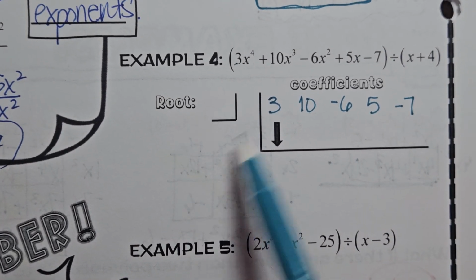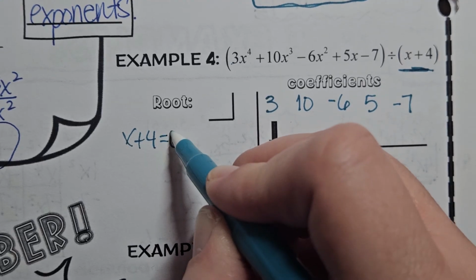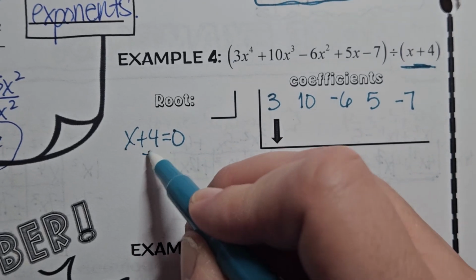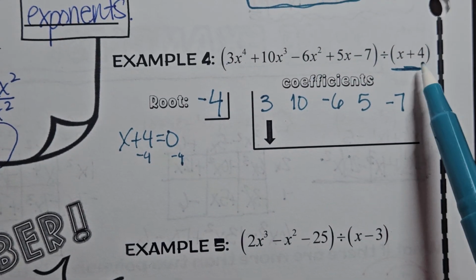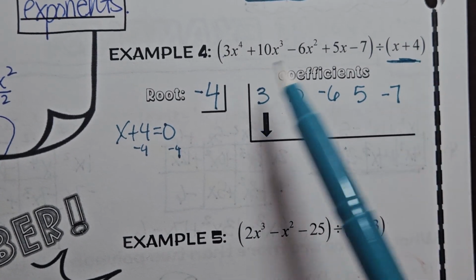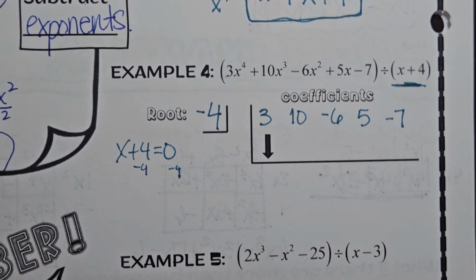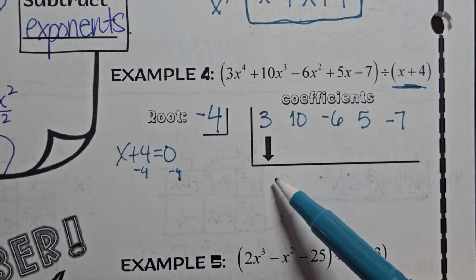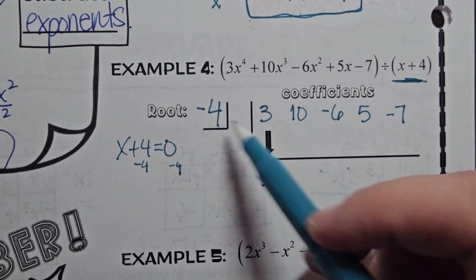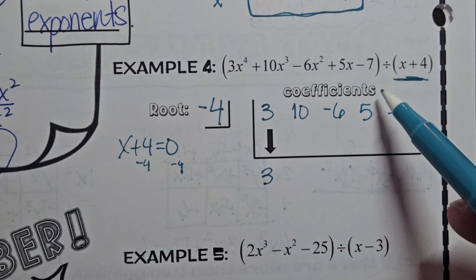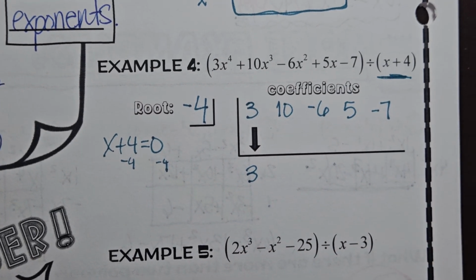All right, then over here for our root, remember we're going to take our factor, set it equal to 0 and solve it. So if x plus 4 equals 0, x is going to equal negative 4. If you can remember that you also just change the sign, positive 4 turns to negative 4, and there you go. All right, so remember our process. The first thing we do is bring the leading coefficient down because we need something to start us off to do our multiplying and then adding. So we bring down our leading coefficient 3.